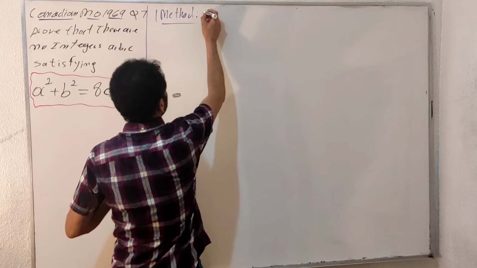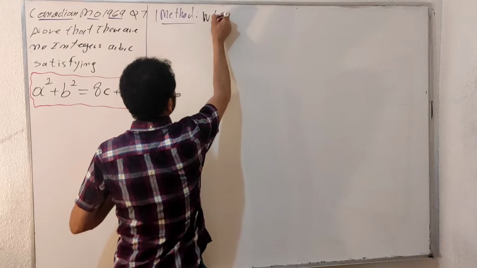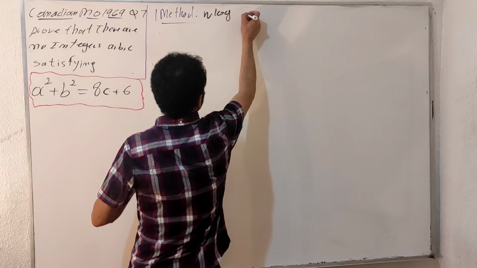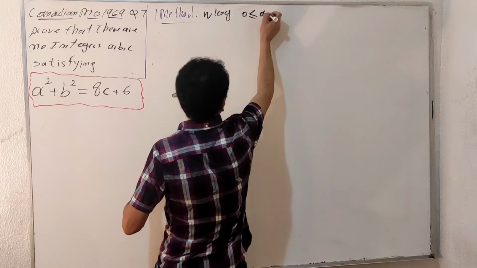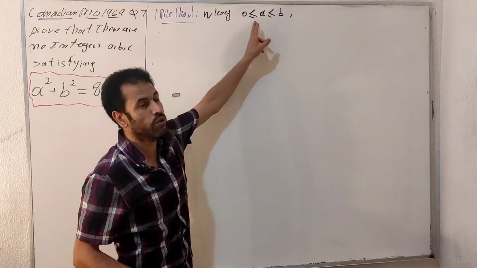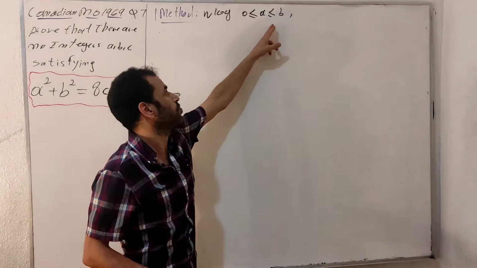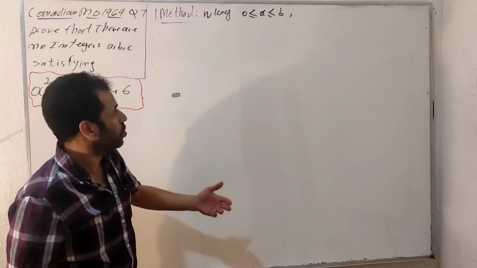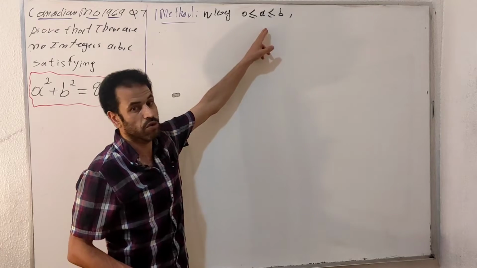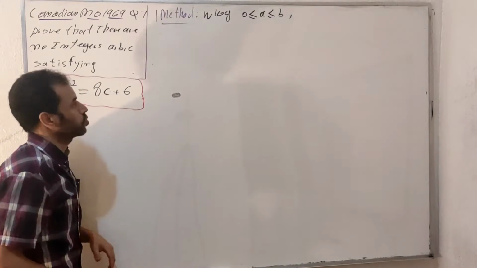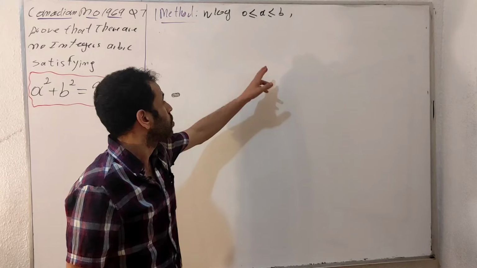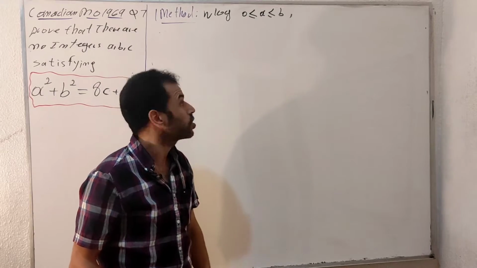without loss of generality, assume 0 is less than or equal to a. In fact, we must do two cases: when a is less than or equal to b, and also when b is less than or equal to a. But by symmetry, we don't need to work on both cases, so it's enough to take only one case.